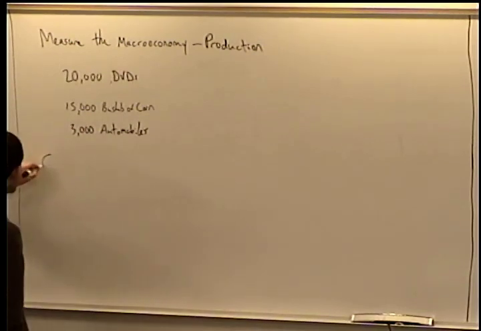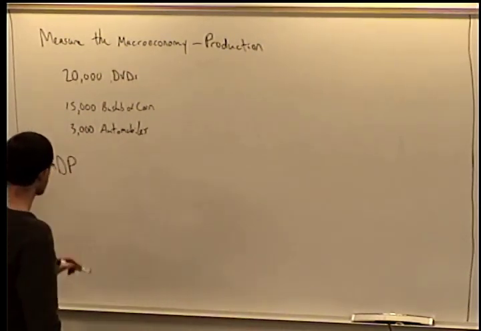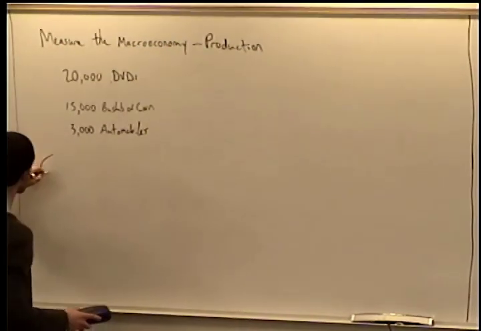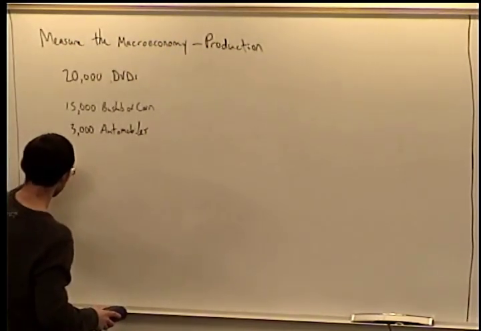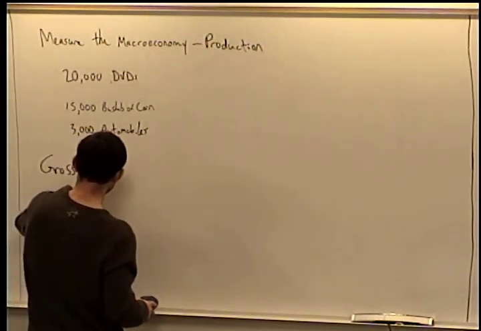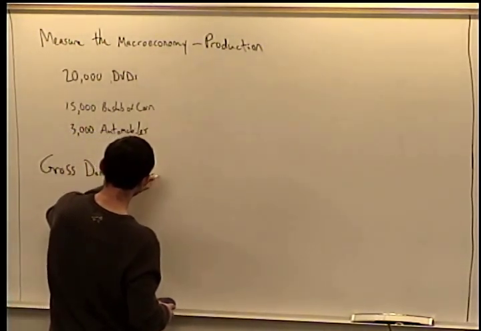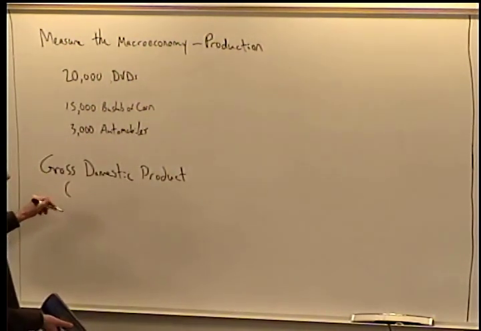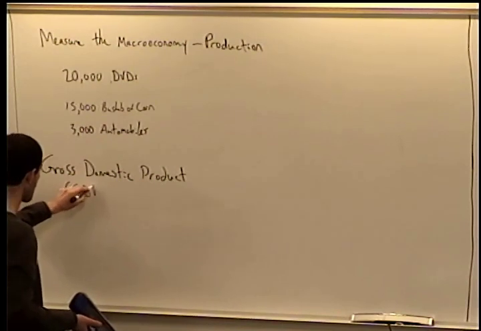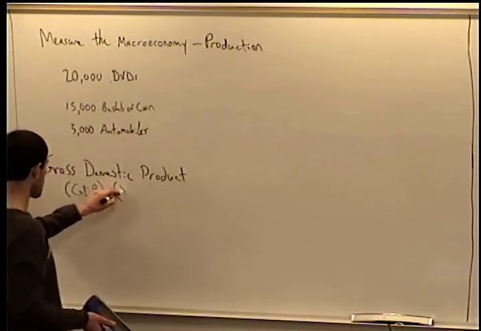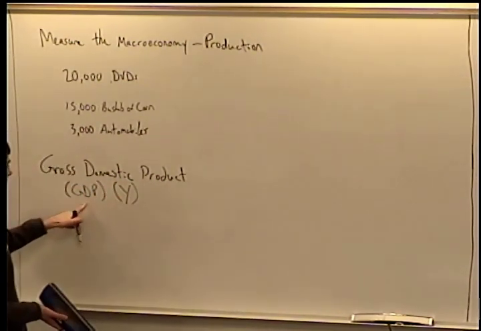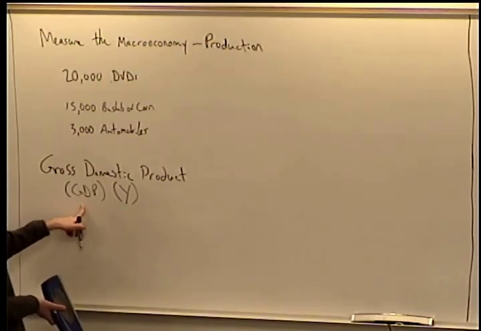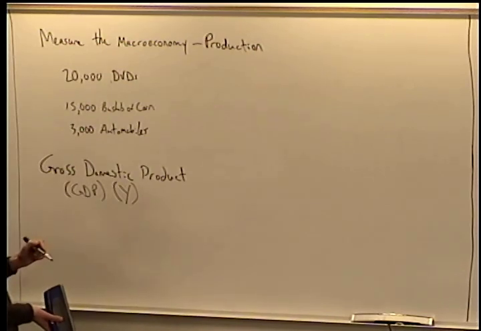Okay, so GDP is defined as, so GDP, it's actually called gross domestic product. We have two acronyms for it. We call it GDP, or we also call it capital Y. So if I use capital Y, that refers to GDP, or if I just say GDP, that's gross domestic product as well.